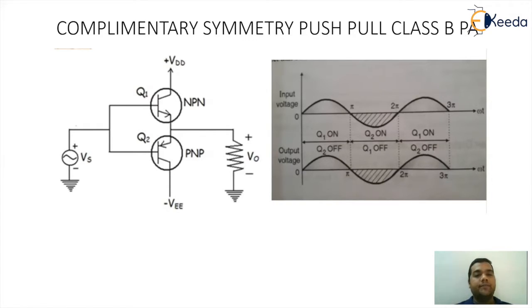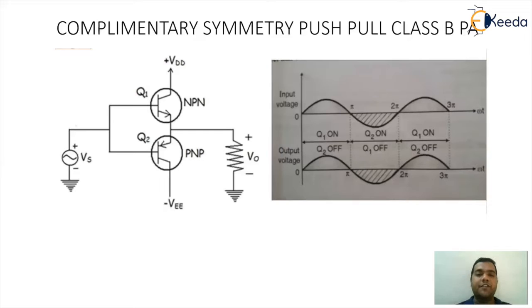The emitter terminals of both the transistors are shorted and connected to the load where we can get the output. Now, whenever we talk about the operation of the signal, you can see the representation of input versus output. You can clearly observe that we got the first half cycle output because of Q1 on and Q2 off. And we got the second half cycle output because of Q1 off and Q2 on. And the third cycle for Q1 on and Q2 off.